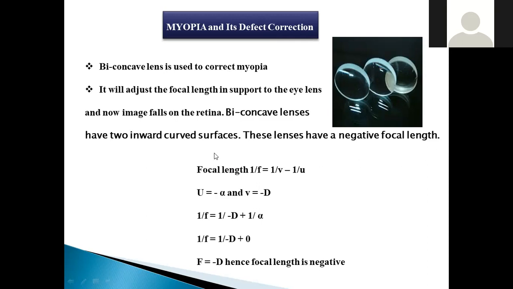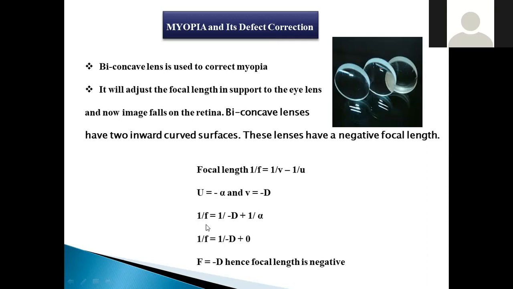Hence, this myopia is also known as negative sight, because the focal length value will be negative. Let us see how it will be calculated. U is taken as minus infinity. V is taken as minus D. This is applicable to myopia persons only.